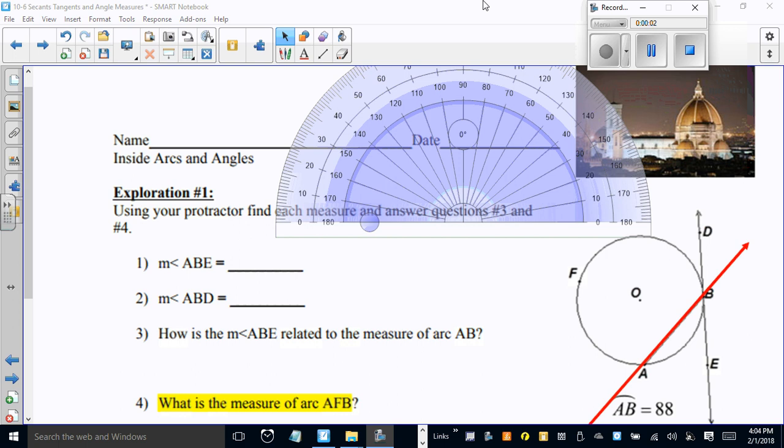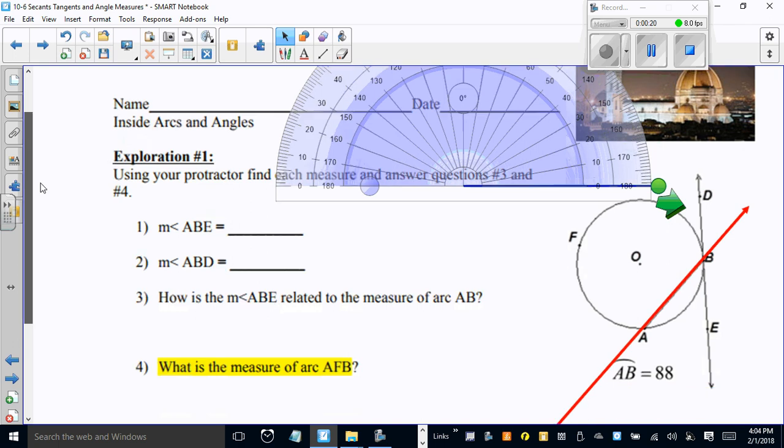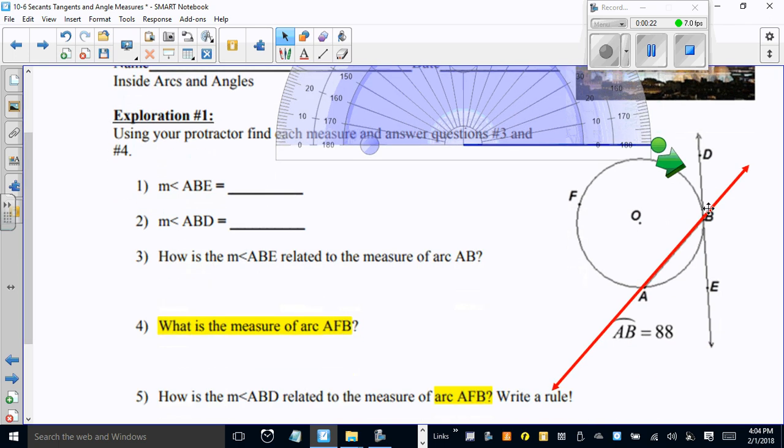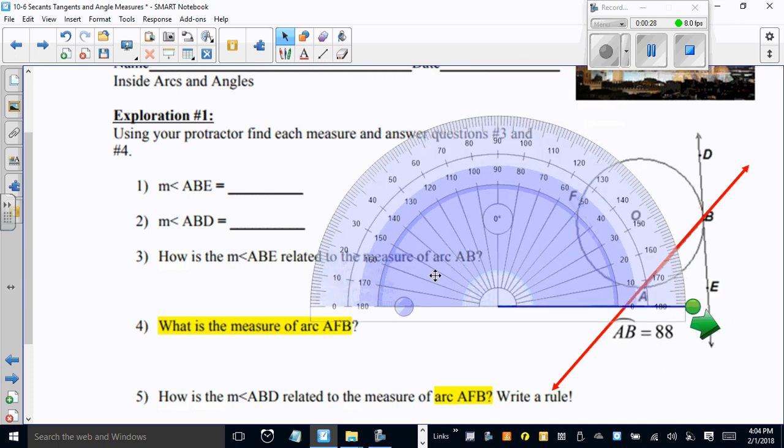Okay, what I'm going to do today is go over what we went over in class today. So the first thing I'm going to do is, under the exploration, it says using your protractor, find each measure and answer questions number 3 and 4. So first thing I told you to do today in class was to extend this chord AB out so that it'd be easier to read on your protractor.